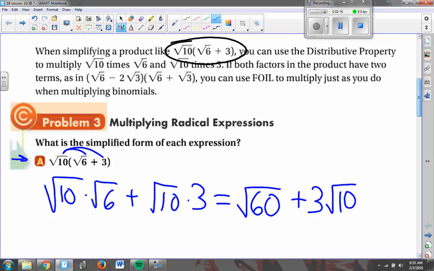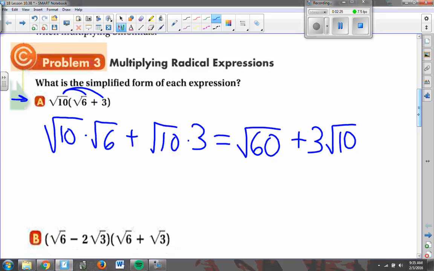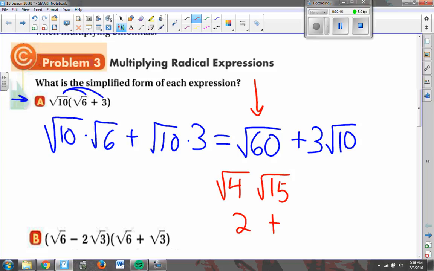However, there is a perfect square number that goes into 60, and that is 4. So I'm going to simplify now this term here, the square root of 60, by saying that's the square root of 4 times the square root of 15. And I know that the square root of 4 is 2. Plus 2 times the square root of 15. I can't forget that part. Plus 3 times the square root of 10.